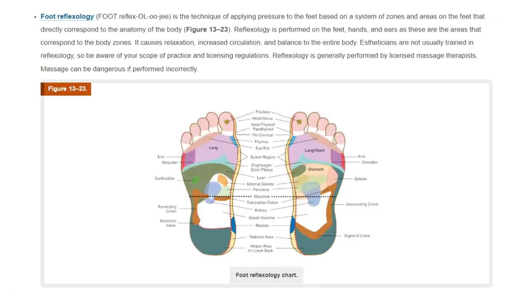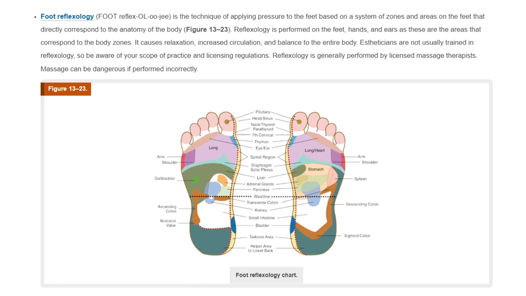Foot reflexology is the technique of applying pressure to the feet based on a system of zones and areas on the feet that directly correspond to the anatomy of the body. Reflexology is performed on the feet, hands, and ears as these are the areas that correspond to the body zones. It causes relaxation, increased circulation, and balance to the entire body.